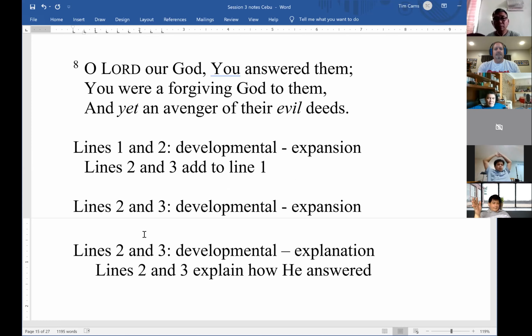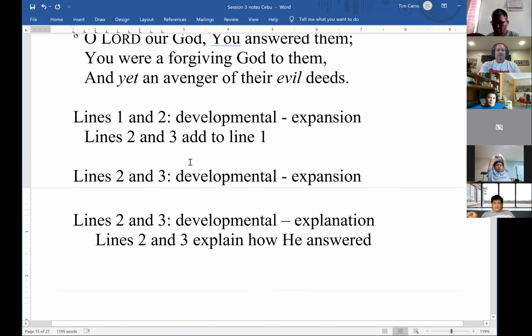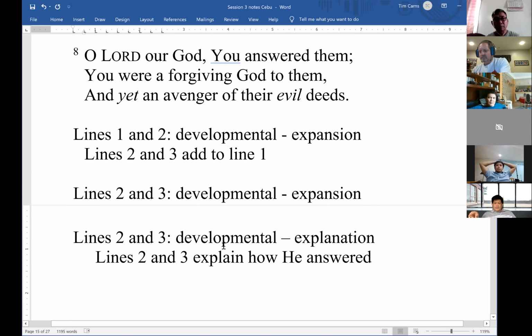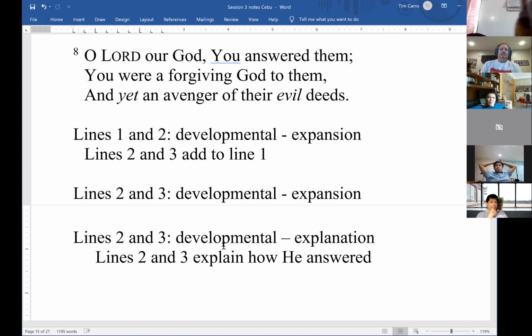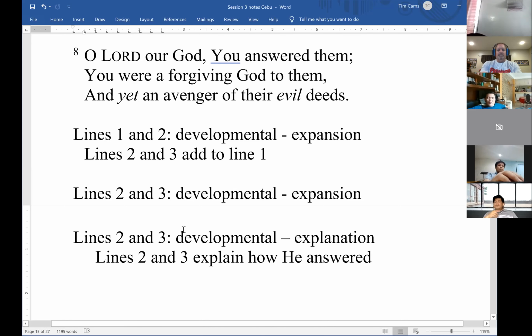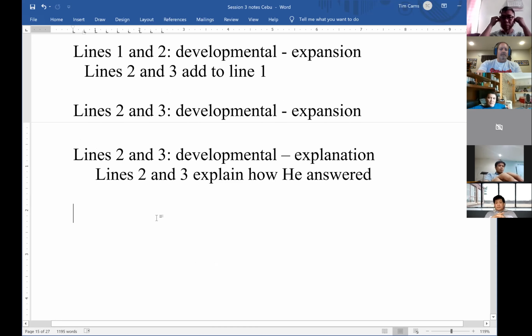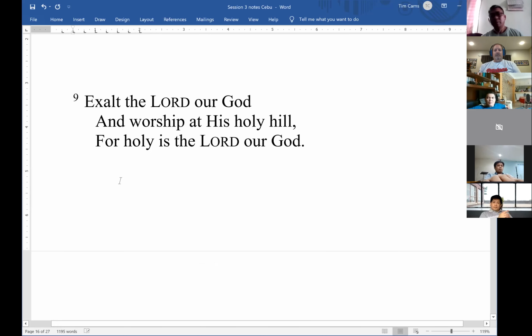Because again, the development of the 3 lines is really dependent on line 1, the first one. Well, God answered them by avenging their evil deeds. God answered them by forgiving them, like that. Like I said, I think you can make a good case for that expansion or explanation. Okay, good. All right, good. All right, let's get the last line here. I think we're all getting parallelism fatigue, so let's get the last verse done here.